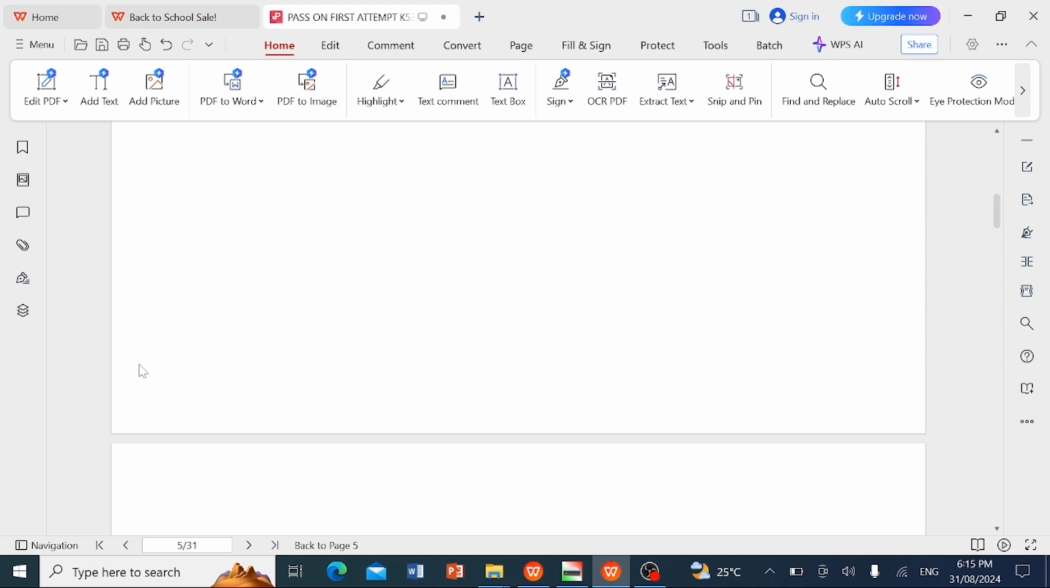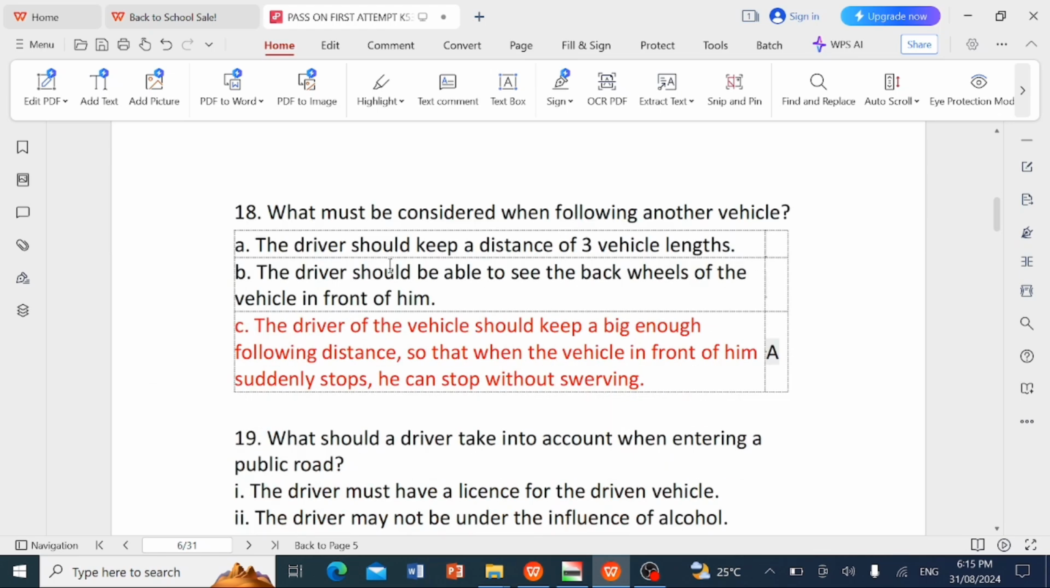Number 18. What must be considered when following another vehicle? Option A, the driver should keep a distance of 3 vehicle lengths. Here we need to take account of the speed that the driver in front is moving and also your speed. So just saying 3 vehicles is not correct, because we are not aware of the speed that both of you are moving at.